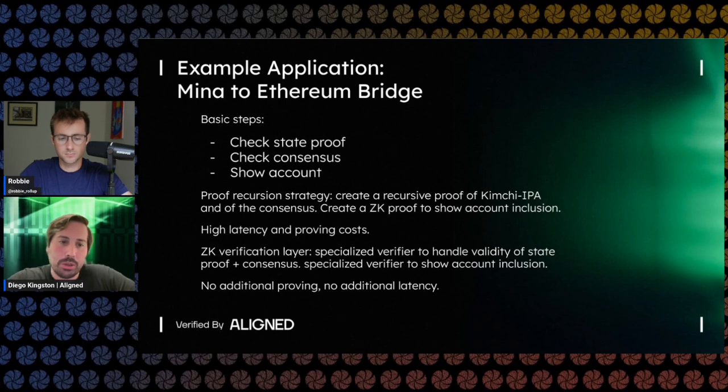And then to show account inclusion, what we can do is also have a specialized verifier, instead of doing a ZK proof or something. Since the account inclusion is pretty simple, you can have a direct verification of that. So with all these, you don't have additional proving, no latency. It gets really simplified, and the cost of the bridge is way lower than you would get if you had proof recursion and everything with Ethereum.